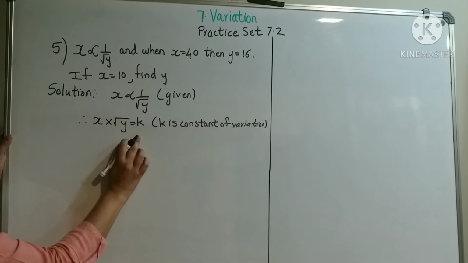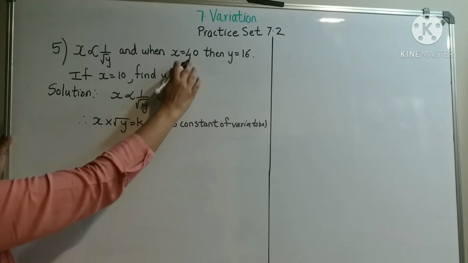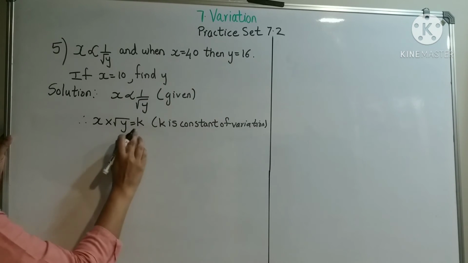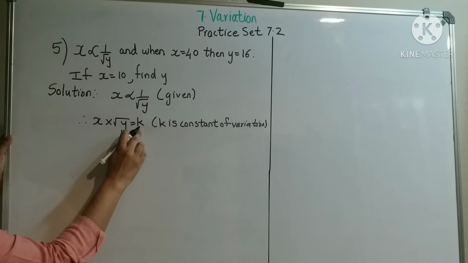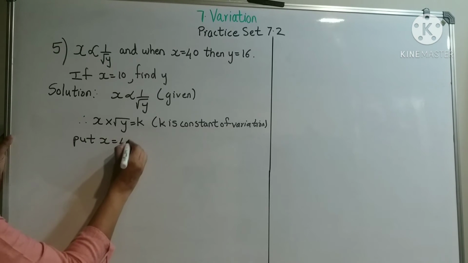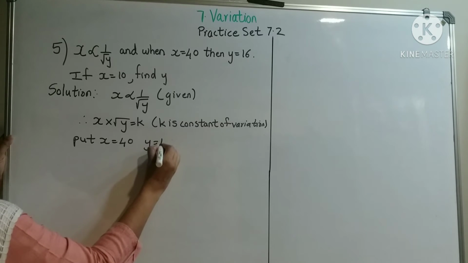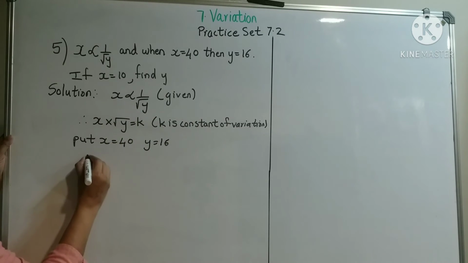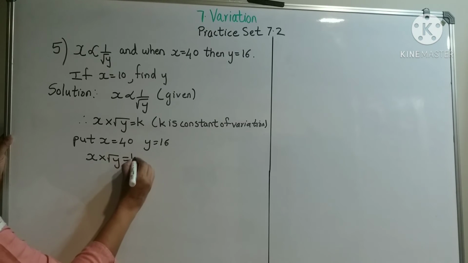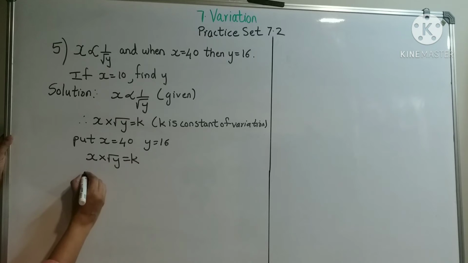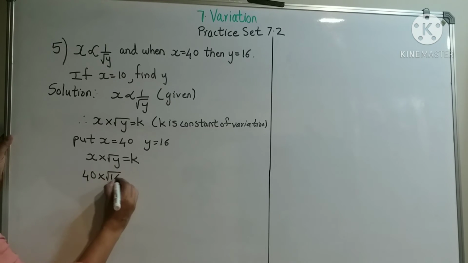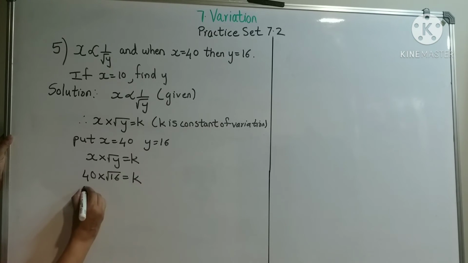In this equation, we are going to put the value of x as 40 and the value of y as 16, and first find out the value of k. Put x is equal to 40, y is equal to 16. Write down the equation: x into square root of y is equal to k. 40 into square root of 16 is equal to k.